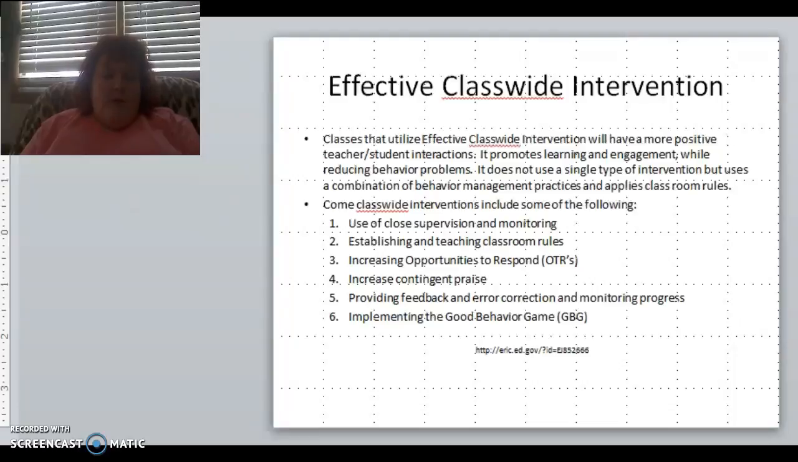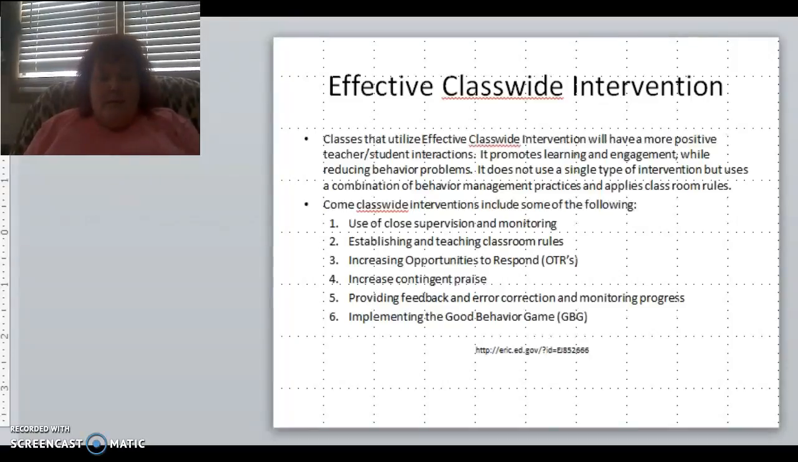Teaching sometimes isn't just speaking to the students, it's talking to them and talking with them and listening to them, and then providing feedback saying, no, this is how we're going to have to do it because this is the way it goes. Correcting an error and monitoring their progress, because you need to know where your students are. And implementing the good behavior game. This is something I think helps with many students. Kids like to be rewarded, and they should be rewarded for positive behavior.